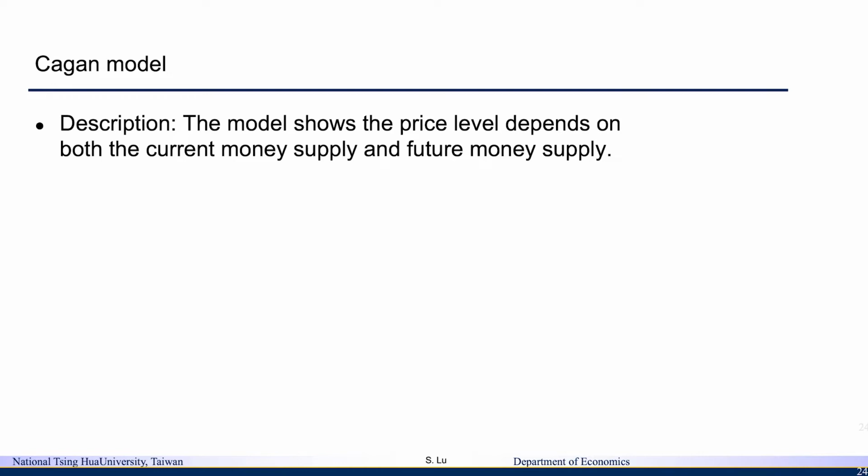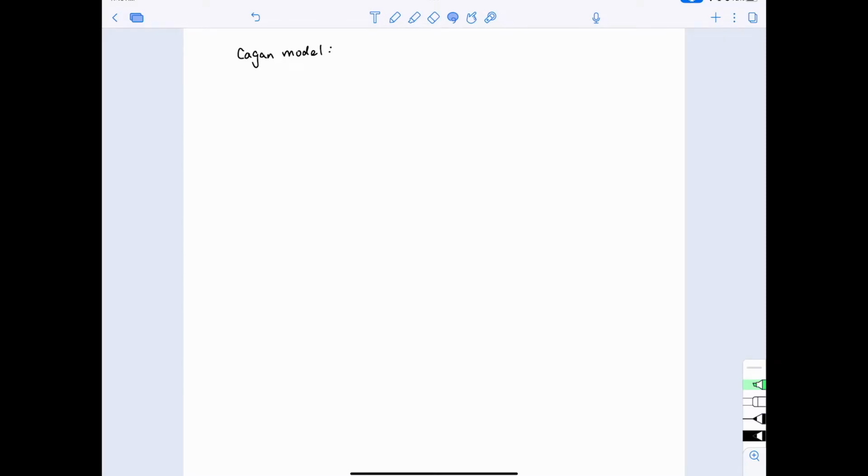So the model is described as follows. It is a model that shows that the price level depends not only on today's money supply, but also on tomorrow's money supply. Now let's take a look at the equations for this model. To begin with, the key equation for deriving the Cagan model is based on this money equation, which tells us that the log of the real money in equilibrium has a negative relationship to the changes in the price.